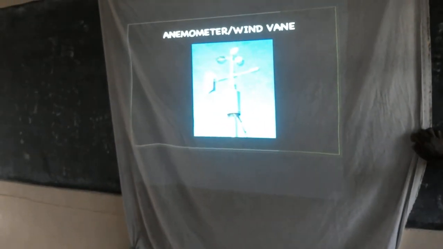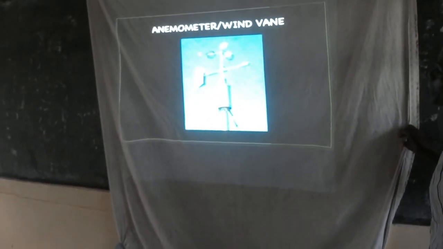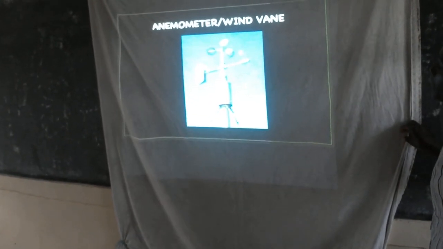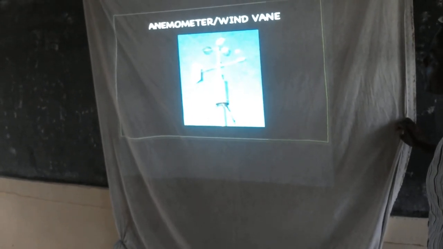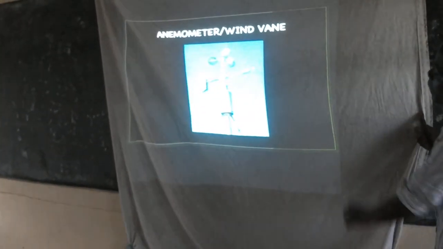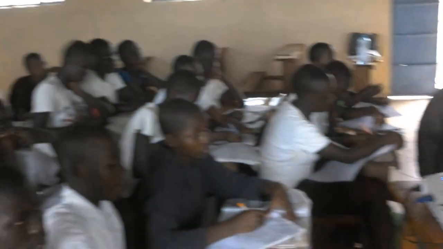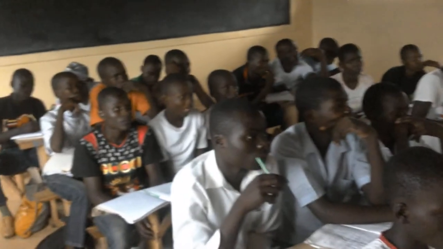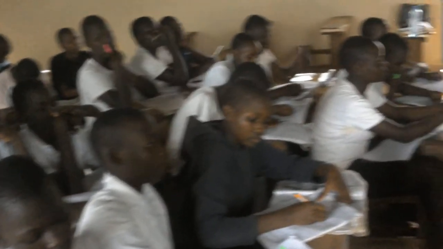The next instrument is actually two different instruments. One is an anemometer. That's the instrument at the top here. An anemometer is used to measure the speed of the wind. And then right underneath that, we have what is known as a wind vane. A wind vane shows wind direction. Now, when we talk about wind direction, we say the direction that the wind is coming from. In other words, if we have a west wind, that means the wind is coming to us from the west. We have a north wind, the wind is blowing from the north towards the weather station.